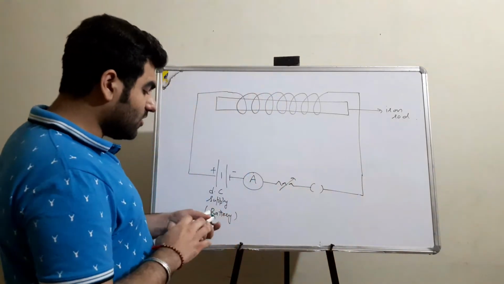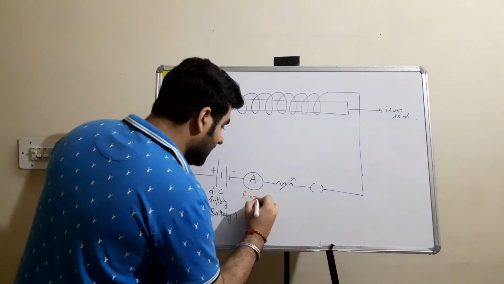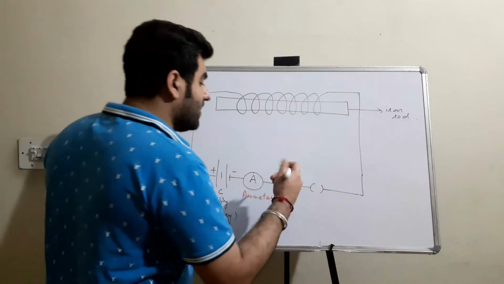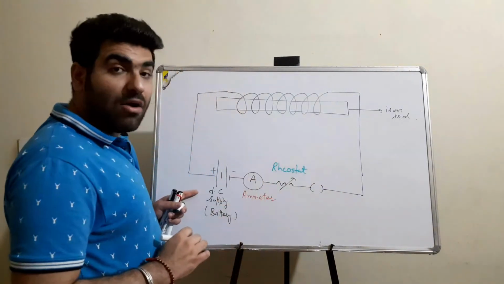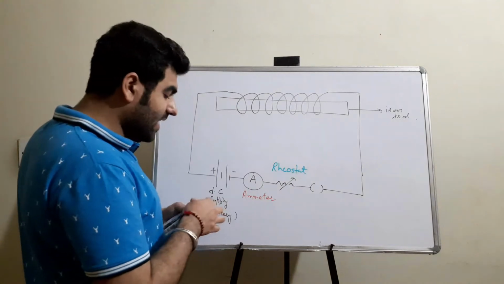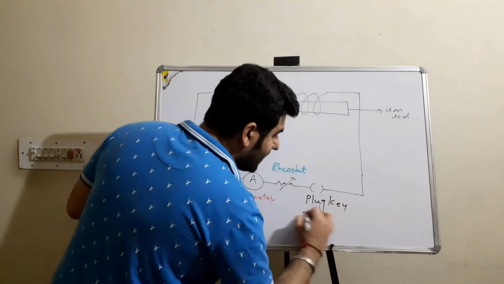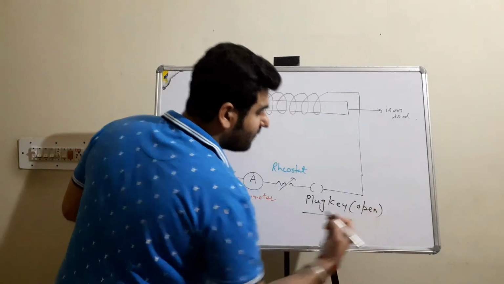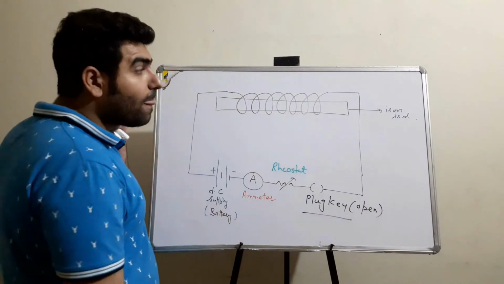This is the key. So let me just label them. This is the ammeter. Ammeter helps in measuring the current. This thing is the rheostat. Rheostats help in changing the amount of current. And this is a key. What type of key? This is a plug key, and till now it is open. So if the key is open, the circuit is incomplete and the current is not flowing right now.